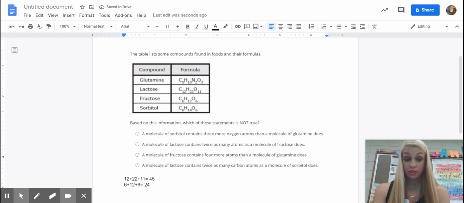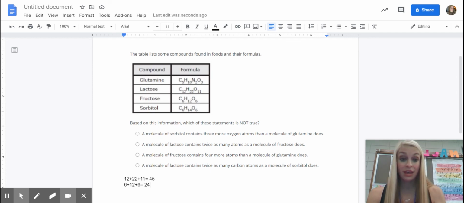Is it almost twice as many? Yeah, it's almost twice as many. But 24 times 2 is 48, not 45. So you got it wrong. If you said B, twice as many, you were close, but you didn't double check. If it's not twice as many, you can't choose that. 24 times 2 is 48, not 45.